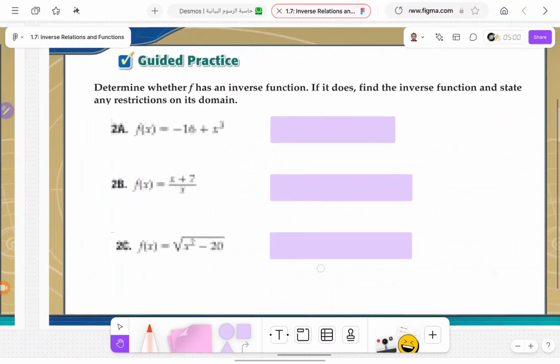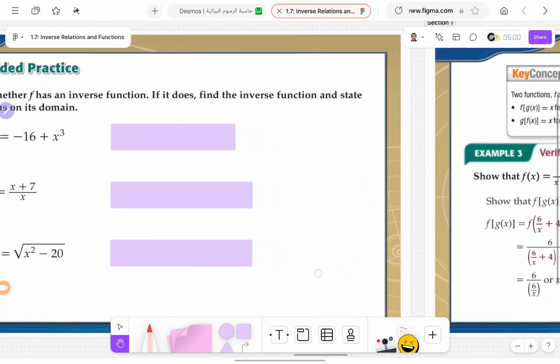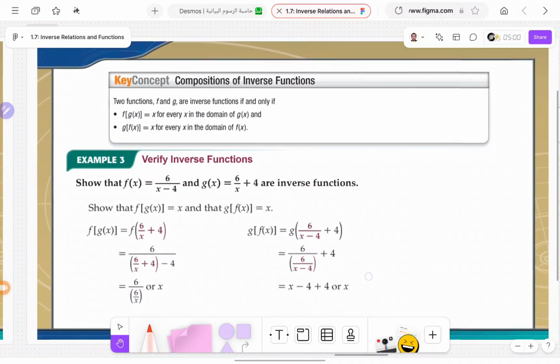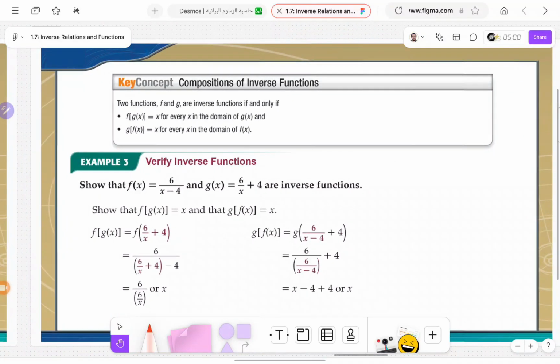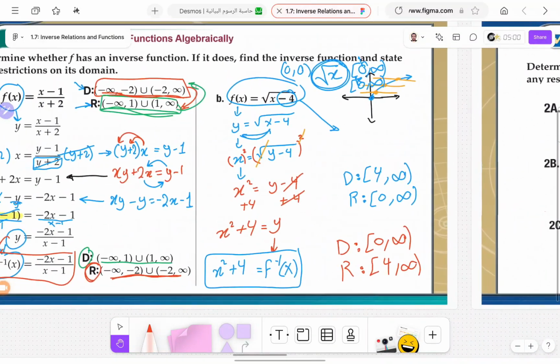Okay, now here we have some questions. Try to solve these questions by yourself, and if you need help, please let me know. Now the last part of this lesson is verifying the inverse of a function. It means that if you find the inverse, how can you be 100% sure this is correct? Look at this one.